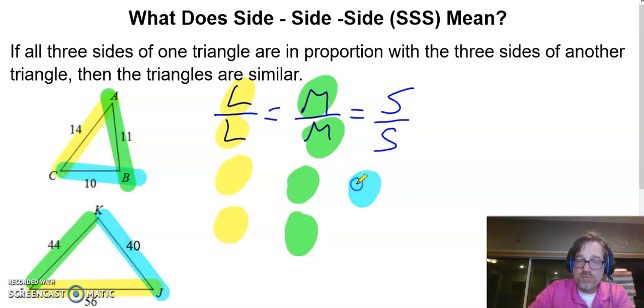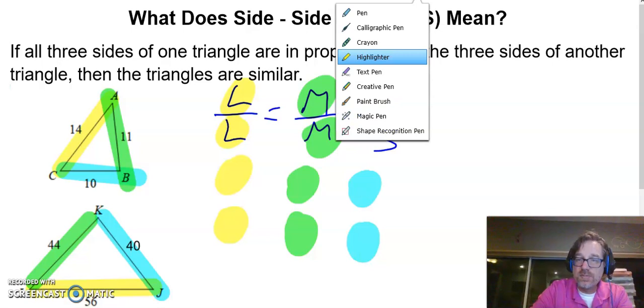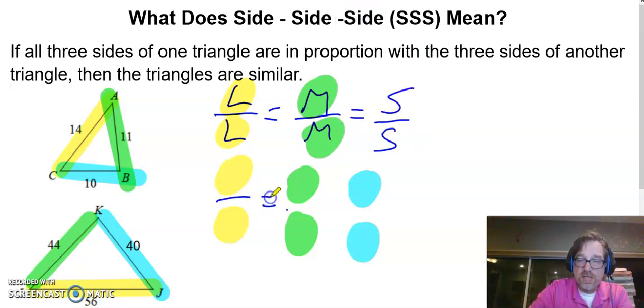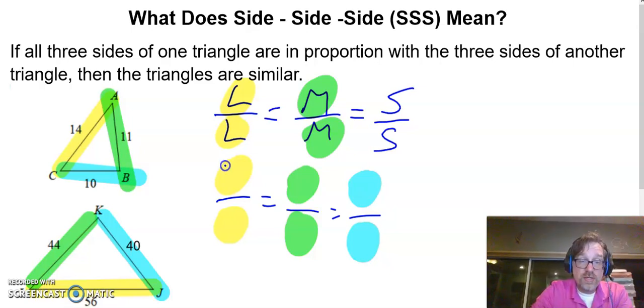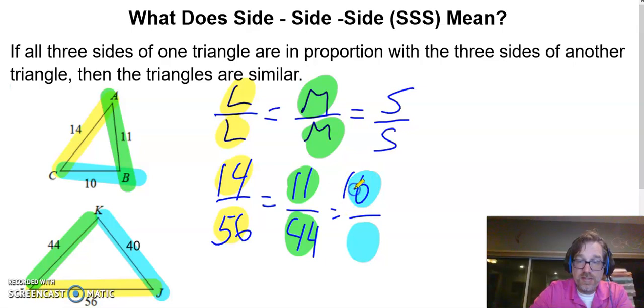Because this only works with triangles, these theorems, because of the three sides. So we're going to make these three fractions equal to each other. If they are equal to each other, these triangles are similar. So we're going to get 14 over 56, 11 over 44, and 10 over 40.